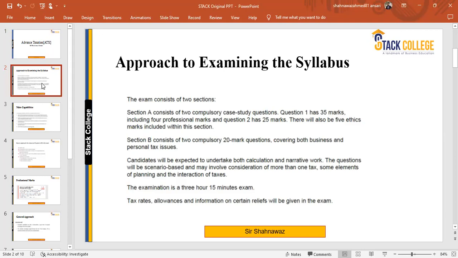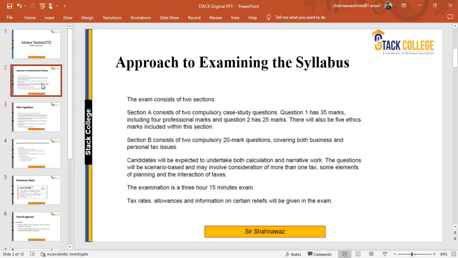Because the pattern of the exam is very important. How you can approach the exam is very important. What should be in your mind when you have to attempt your exam? First of all, this paper is an advanced version of the exam that is called taxation, previously F6. Those who have already studied that paper, they know something about taxation, how to calculate income tax, how to calculate corporation tax, inheritance tax.